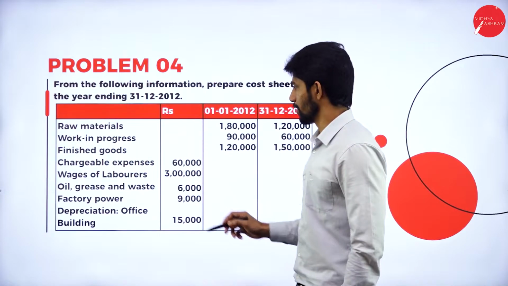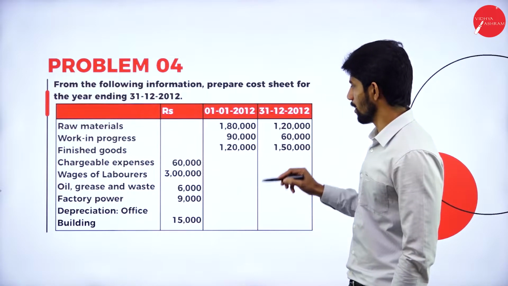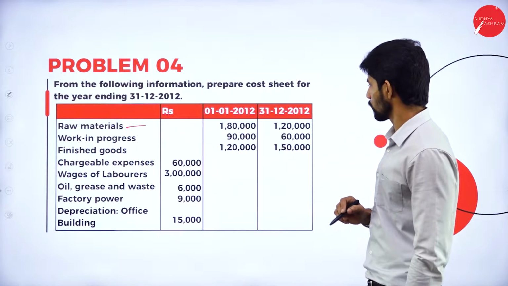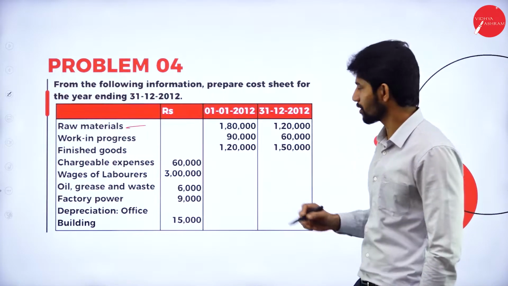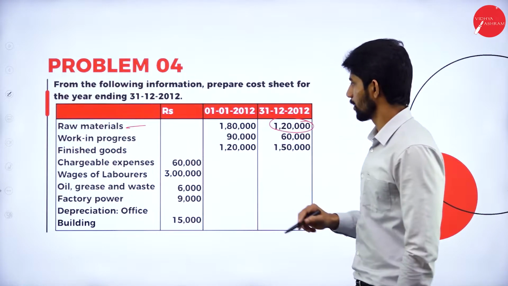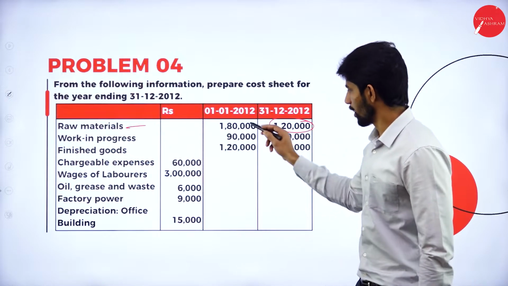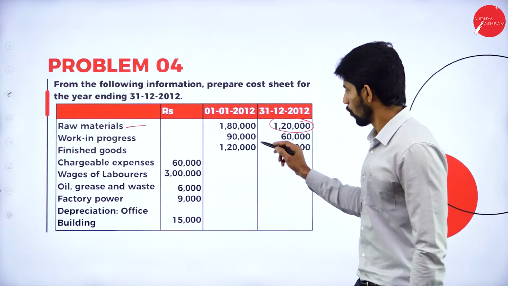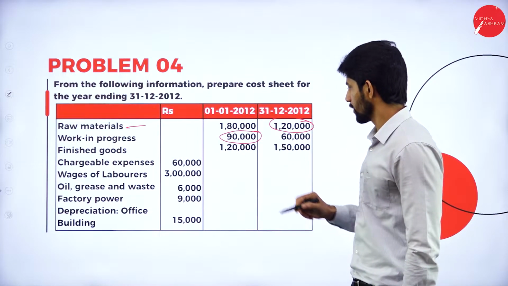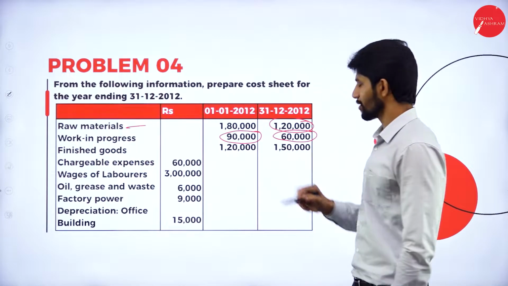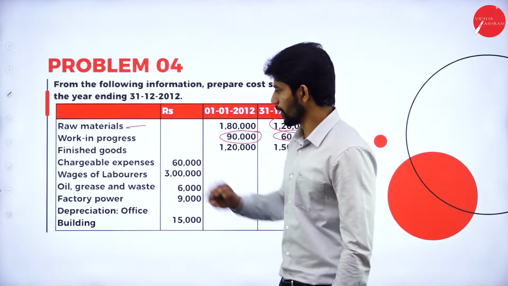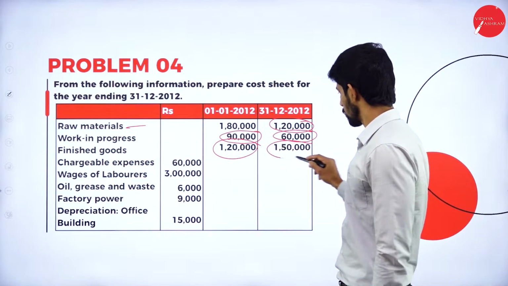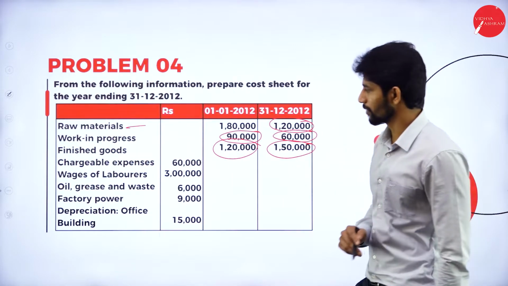So raw materials. 1/1/2012 is nothing but opening stock of raw material. 31st/12/2012 is nothing but closing stock of raw material. So opening stock of raw material 1,80,000, closing stock is 1,20,000. Work in progress. So opening stock of work in progress 90,000, closing stock of work in progress 60,000. Next, finished goods. So opening stock of finished goods is 1,20,000, closing stock of finished goods is 1,50,000.